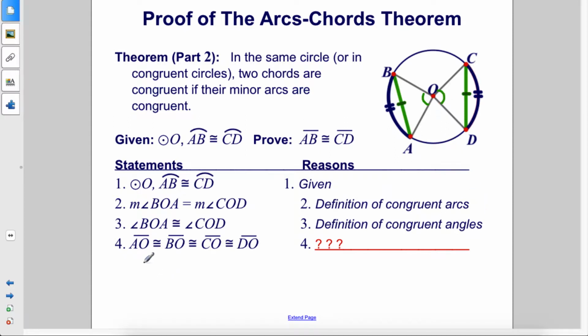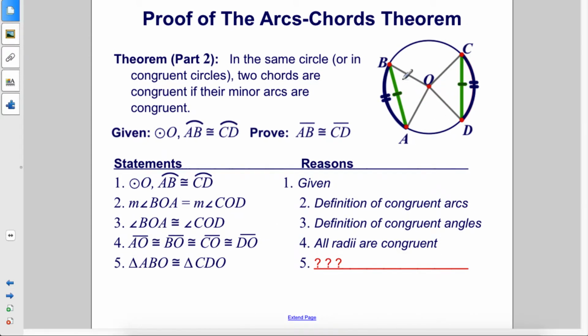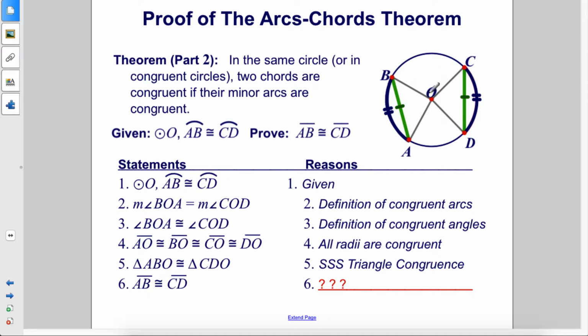Our next step is knowing that all of these segments are congruent. So AO is congruent to BO, which is congruent to CO, which is congruent to DO, because all radii are congruent. The next step is that these two triangles here are congruent to each other. For what reason? The triangles are congruent due to SSS triangle congruence, because that's side, side, side, and we have three pairs of corresponding sides.